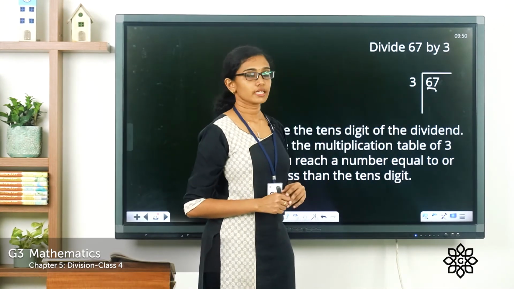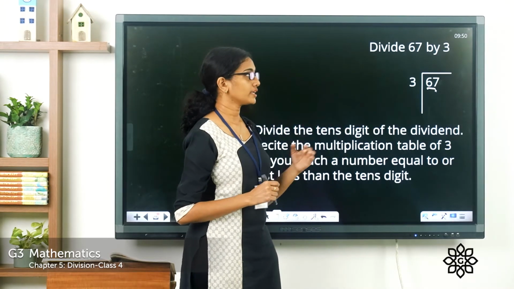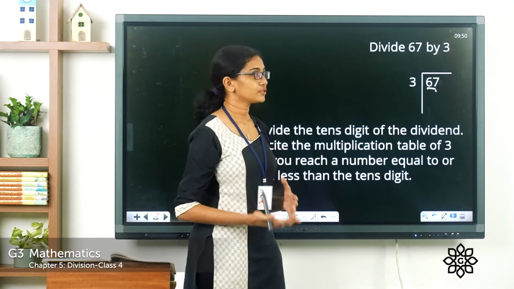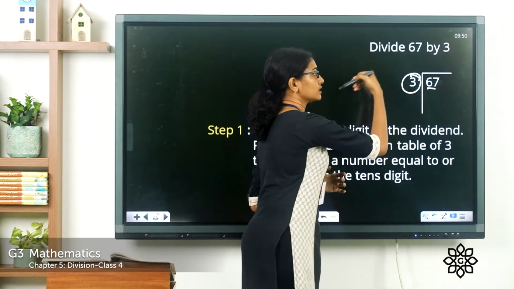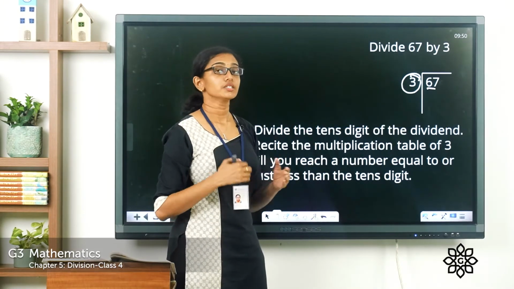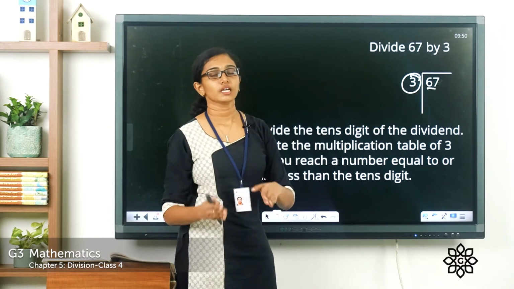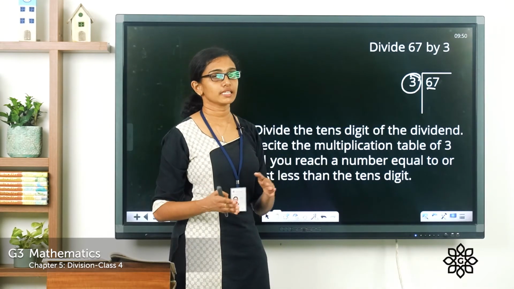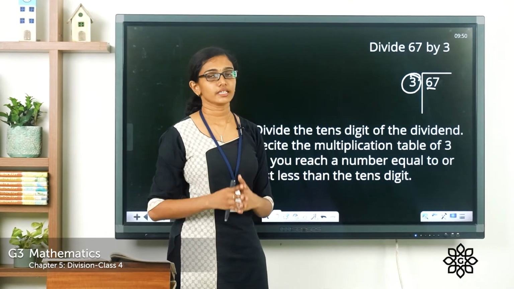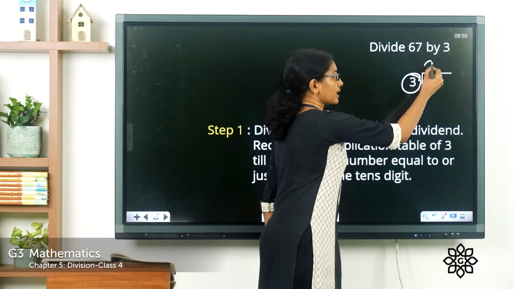So, what is the first step then? 6 divided by 3. We are going to find out 6 divided by 3. And for that, we have to recite the table of the divisor, which is 3 here. So, 3 ones are 3. Till where do we recite? Till we reach 6 or just less than 6. So, 3 ones are 3, 3 twos are 6. So, we write that 2 over here.